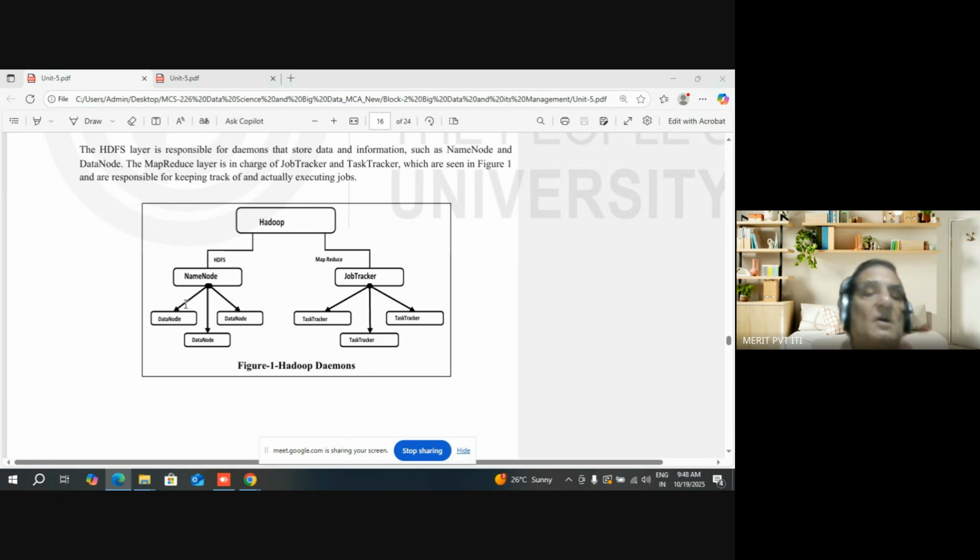Okay, name node. This is a data file. So name node, data node, and this side is job tracker. These are the job trackers and all that. So this is the Hadoop demonstrated and all that.